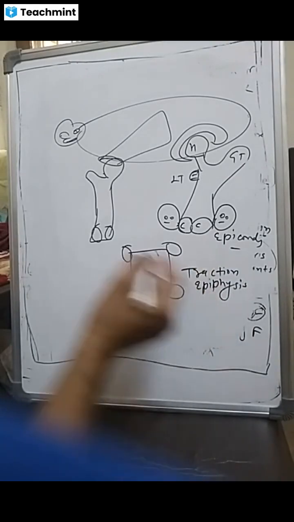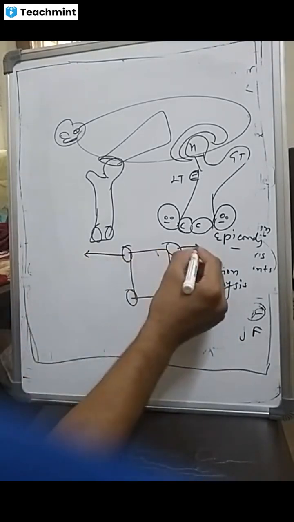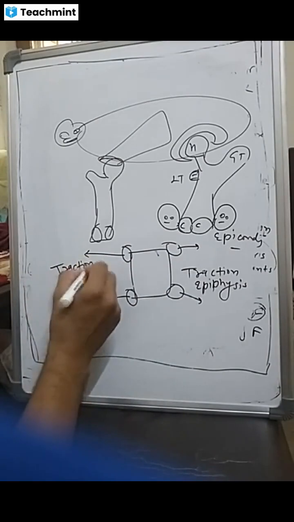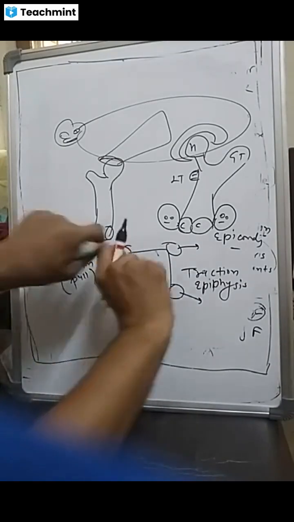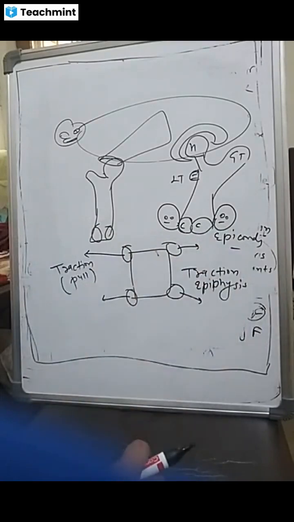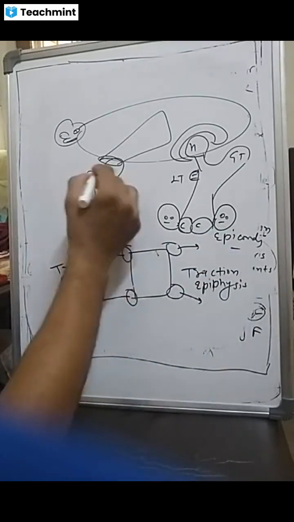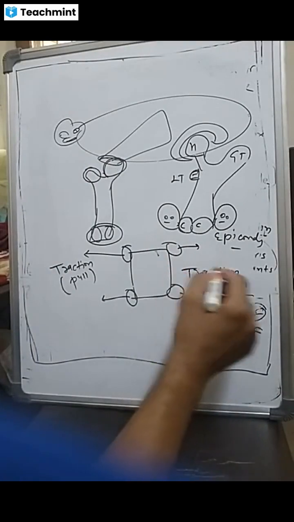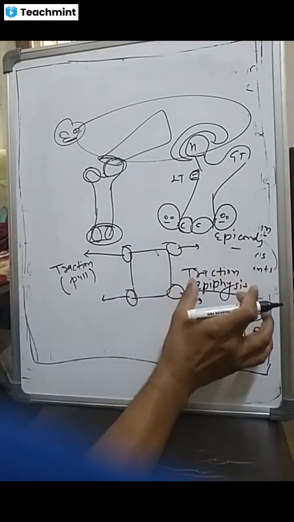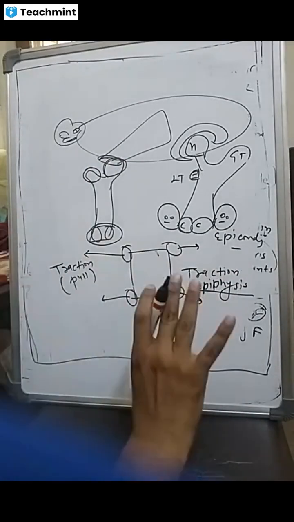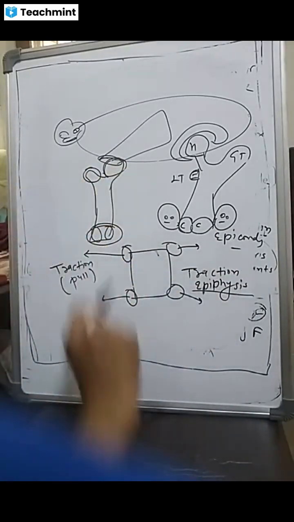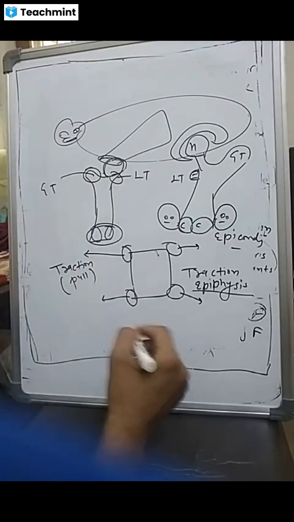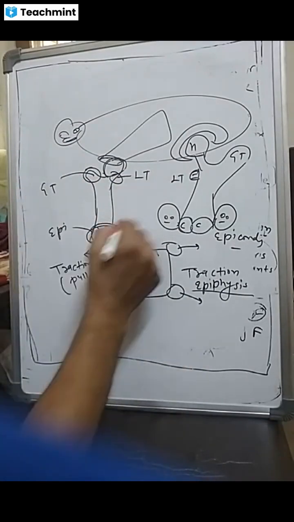Why are they called traction epiphysis? Because these projections are formed by traction. Traction means pull, because of pulling. These are present at the end of the bone as epiphysis. These are formed because of traction, so they are known as traction epiphysis. They include the structures present on the side, like greater tubercle, lesser tubercle, condyle, epicondyle.